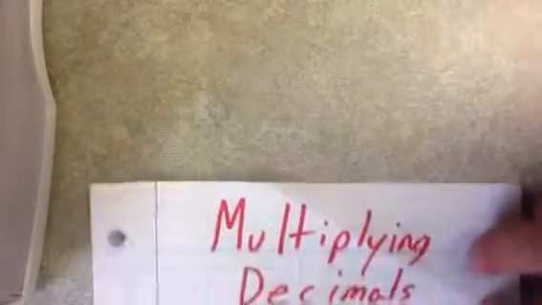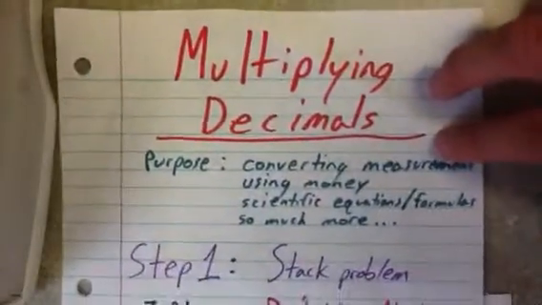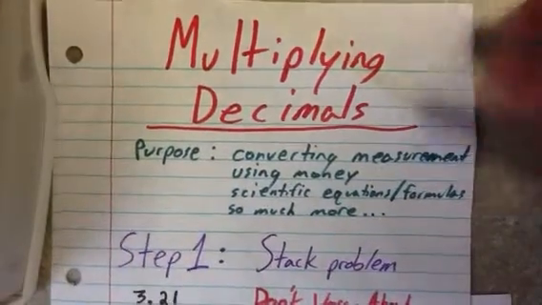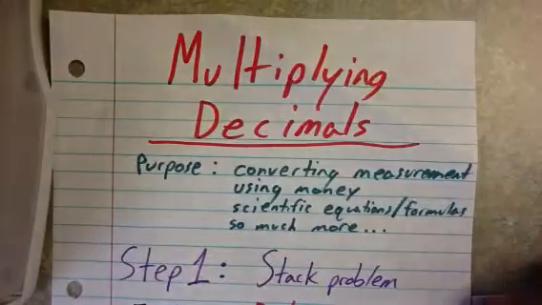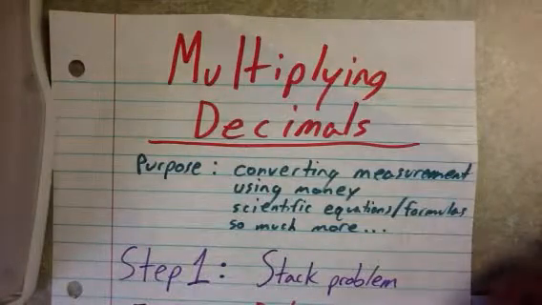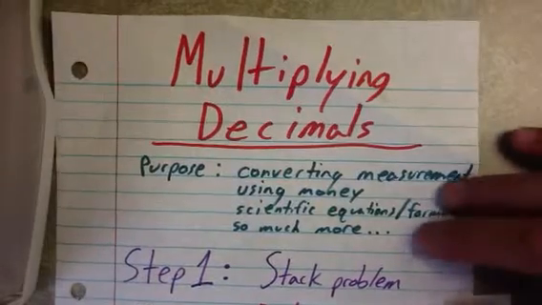Today we're going to work on multiplying numbers with decimals. The purpose of multiplying numbers with decimals is that it can be used for working with money, scientific equations and formulas, converting measurements, and many other possibilities.